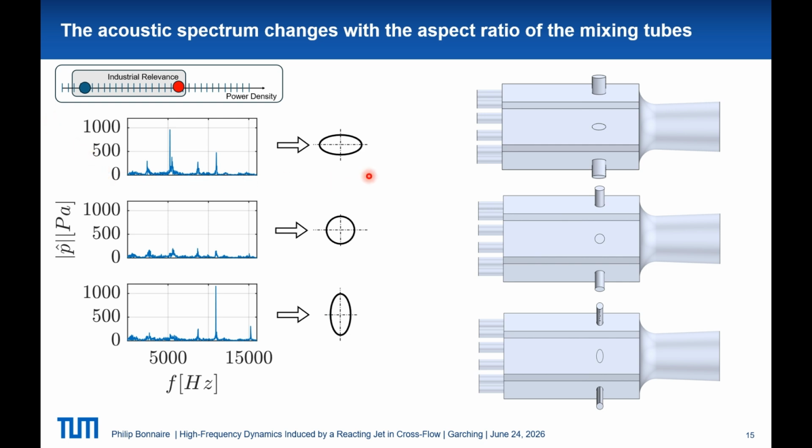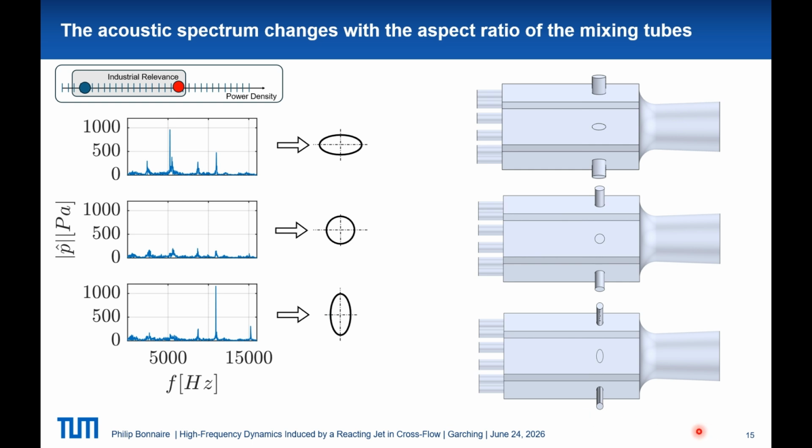But what did we observe? For a wing-shaped mixing tube, with cross-flow velocity from the left, the wing-shaped mixing tube produced thermoacoustic instabilities at around 5,000 Hertz. The circular shape was completely quiet, and the egg-shaped mixing tube produced a thermoacoustic instability at around 11,000 Hertz.